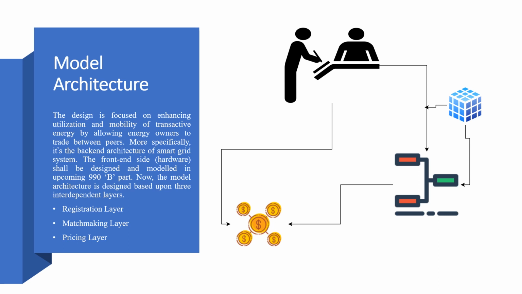So this model is basically the backend architecture of the smart grid system, and the front end side, or the actual smart grid hardware, is supposed to be designed and modeled in the upcoming 990p part. But for now, for this model, there are three layers that are interdependent on each other, and those three layers are the registration layer, the matchmaking layer, and the pricing layer.